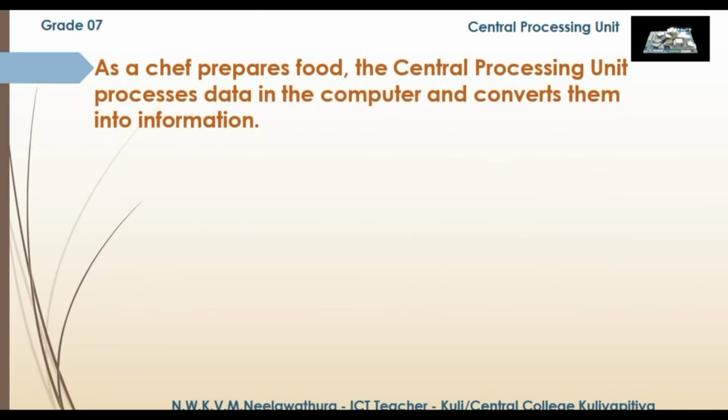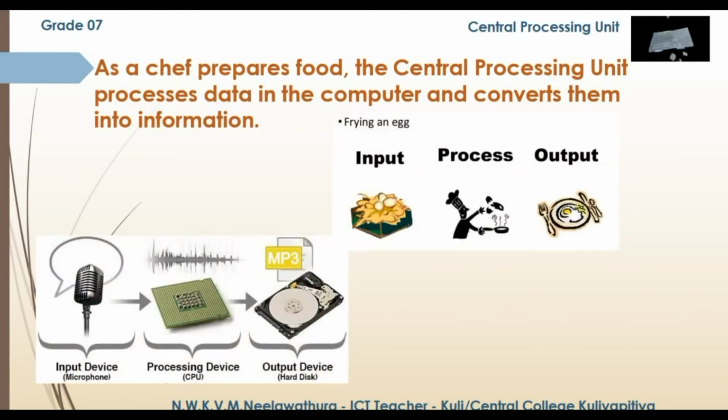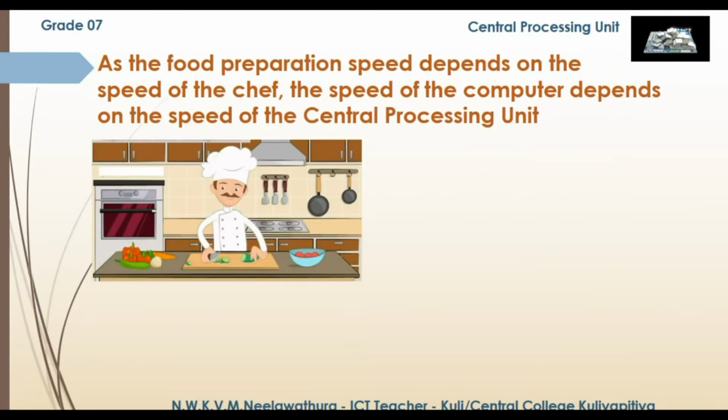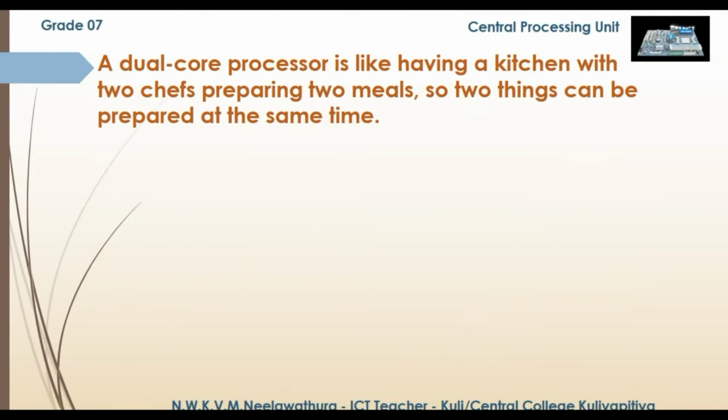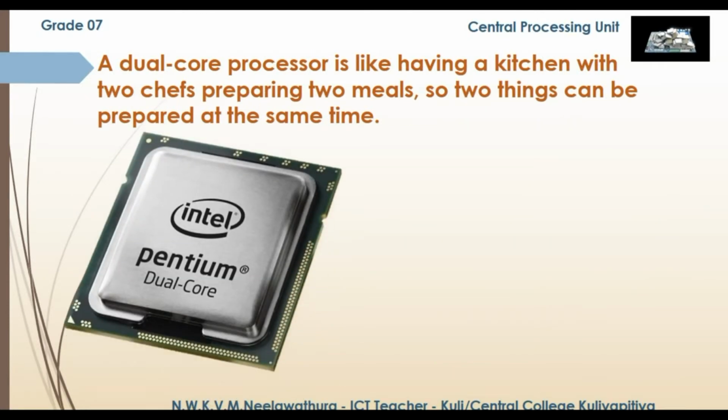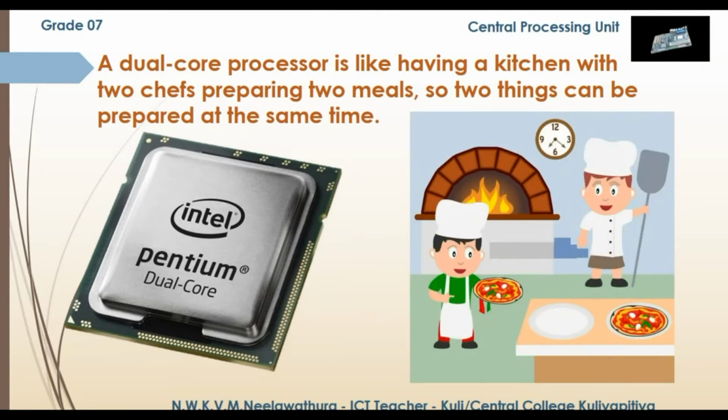As a chef prepares food, the Central Processing Unit processes data in the computer and converts them into information. As the food preparation speed depends on the speed of the chef, the speed of the computer depends on the speed of the Central Processing Unit. A dual-core processor is like having a kitchen with two chefs preparing two meals, so two things can be prepared at the same time.